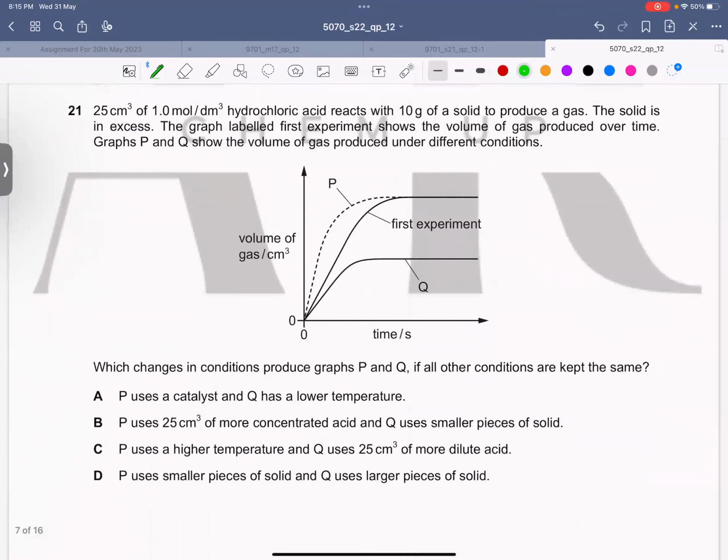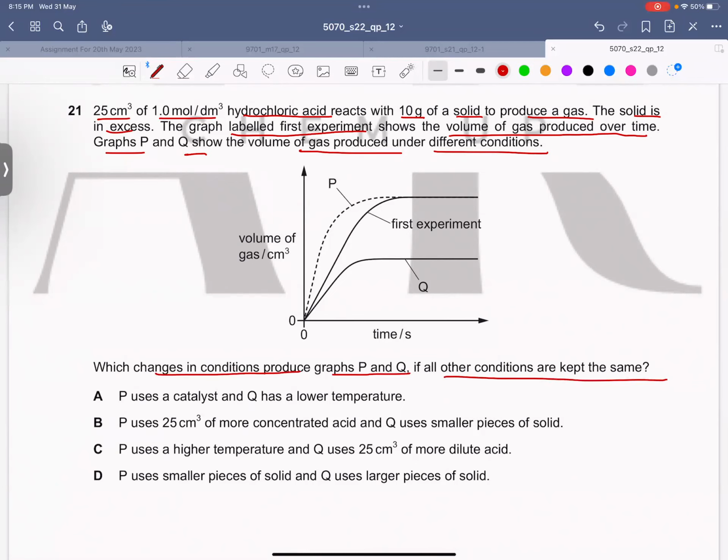Now, question number 21. 25 centimeter cube of 1 mole per dm cube hydrochloric acid reacts with 10 gram of solid to produce a gas. The solid is in excess. It means some of the solid must be left behind. The graph labeled first experiment shows the volume of gas produced over time. Graphs P and Q show the volume of gas produced under different conditions. Okay. Which changes in conditions produce graphs P and Q if all the other conditions are kept constant?